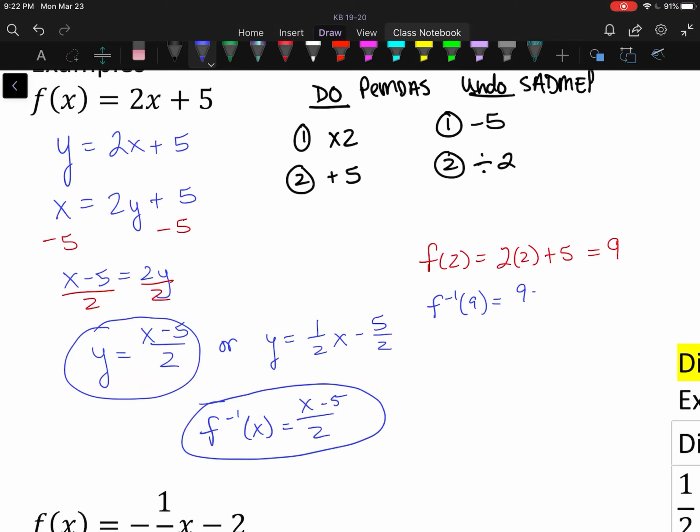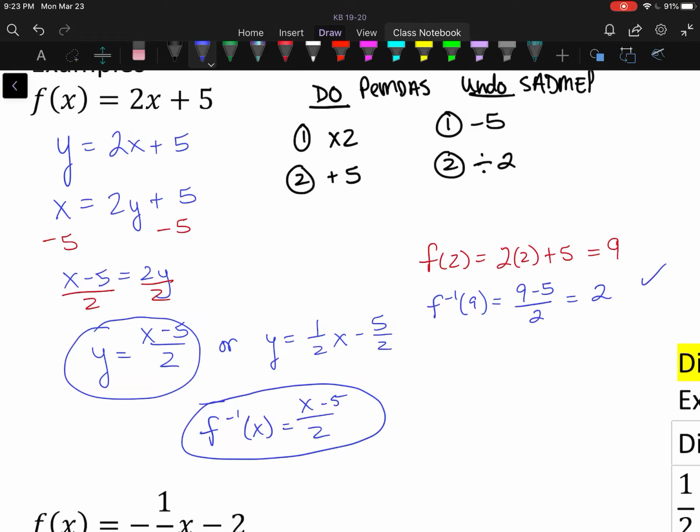And so if we plug in 9 minus 5 over 2, that gives us 4 over 2, which does equal 2. So we can see that they are inverses of each other. And like I said, I'm not always going to do that test.